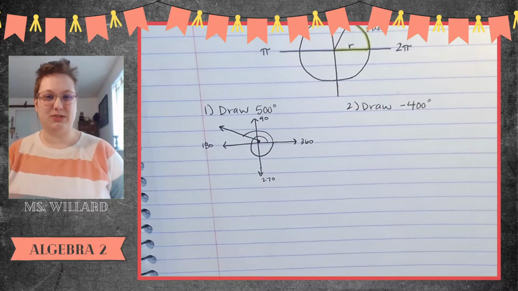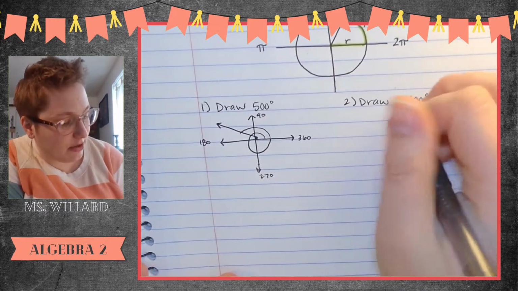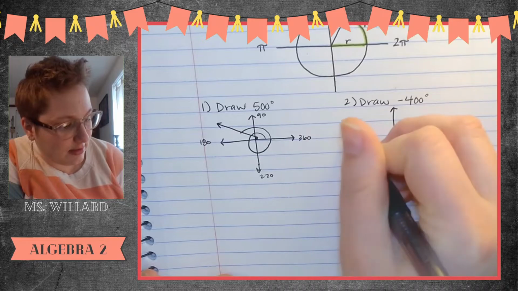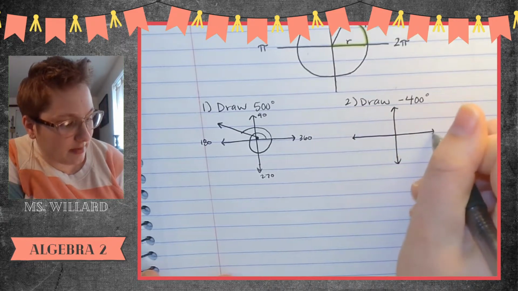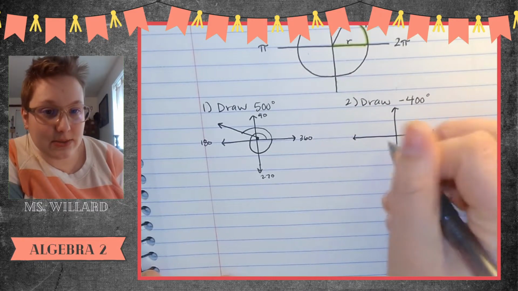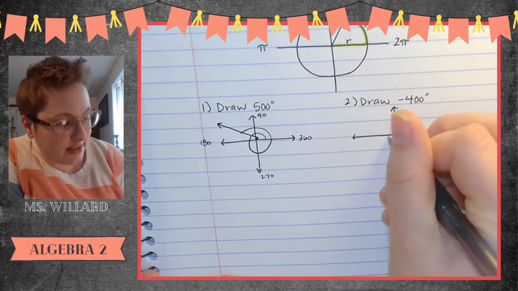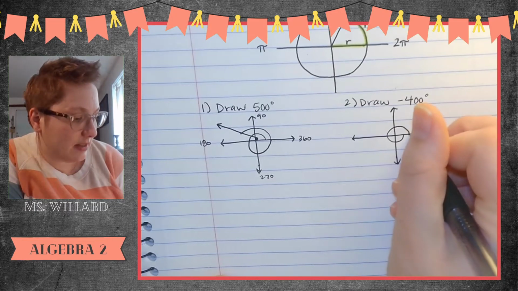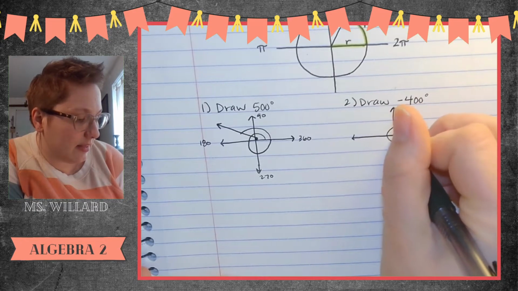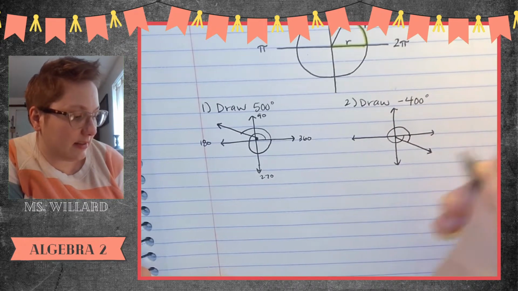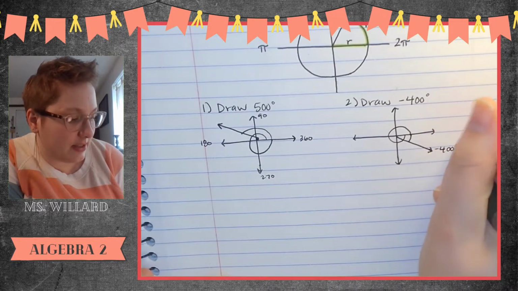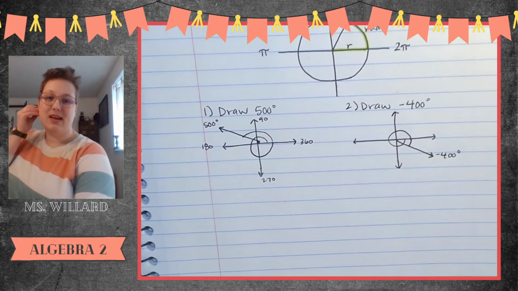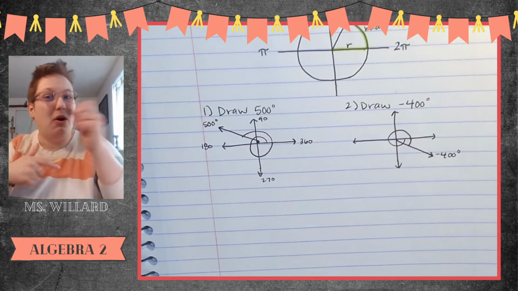Let's do negative 400. So negative just means that I'm going to go to the right instead of the left. I'm still going to start in the same position, but I'm going to go around this way. So I'm going to go 360, and then I just have to go 40 more to get to 400. So I'm going to go a little bit more, and that is negative 400 degrees, and this was 500 degrees.